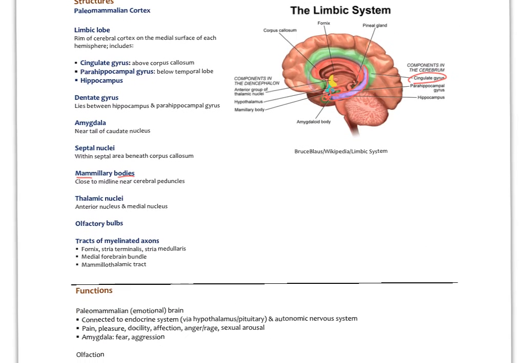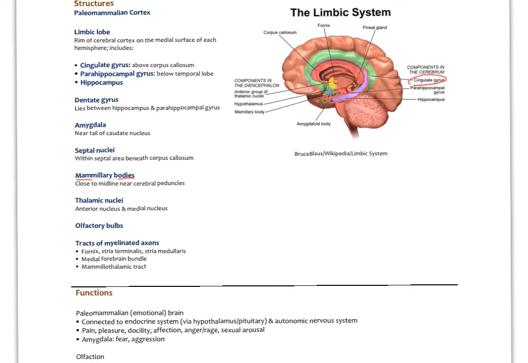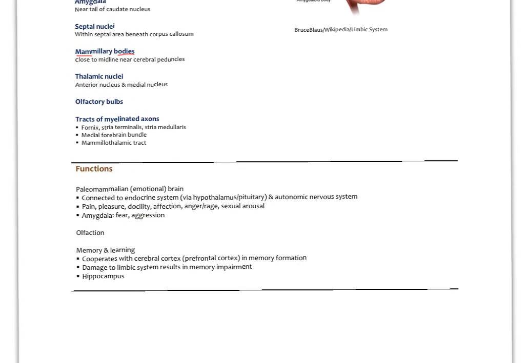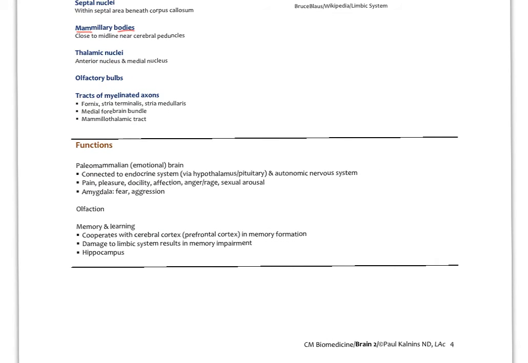And then olfactory bulbs. And then there are different tracts of myelinated axons. So it gets complicated, and again, there's no need to memorize all of these different structures, but know that these are deep cortical structures. They're highly interconnected, and their main function is related to what we might call the emotional brain. So in the neurophysiologic view, emotions begin from this area.